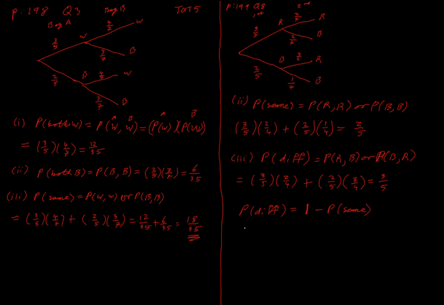So, written in more general terms, probability of not A is equal to 1 minus probability of A. And you must have this totally internalized. And we can see that this is true. Probability of different is 3/5, which is equal to 1 minus 2/5. And that works out. And that's what we need to be able to do with our tree diagrams.